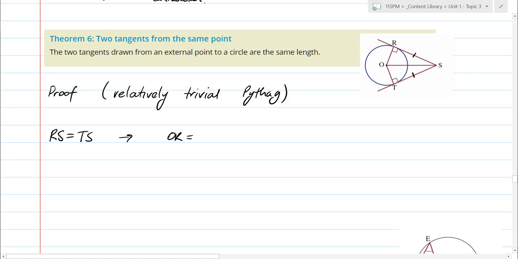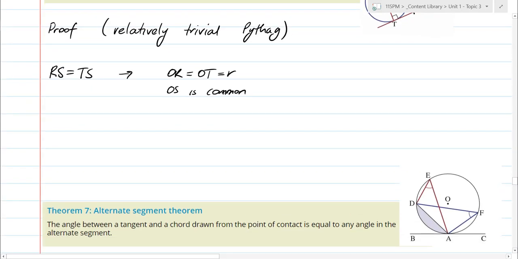OR is equal to OT. They're both radiuses. And also that OS is common. So OS is part of both triangles. So this length is equal to this length, and that length, which is the hypotenuse of both triangles, is the same length. Then if we just do some simple Pythagoras theorem, we get that RS must equal RT.